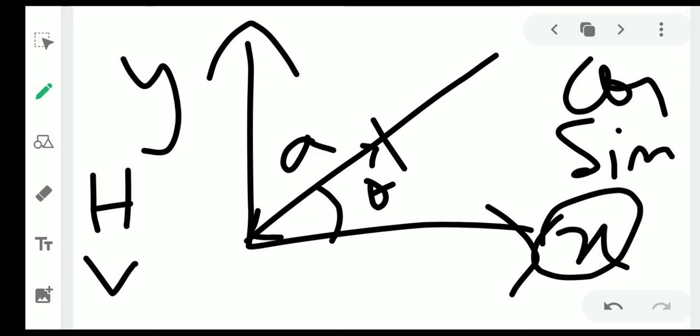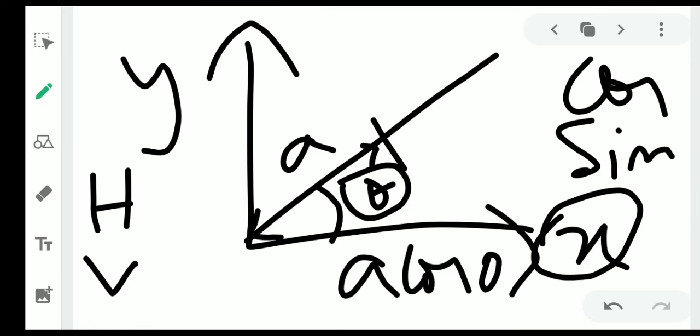Cos component will be in which side? Cos component will be in the direction or axis that is touching the angle. Here the theta angle is with the x-axis, as you can see. So the length of the line is A, and it automatically becomes A cos theta in the x direction.